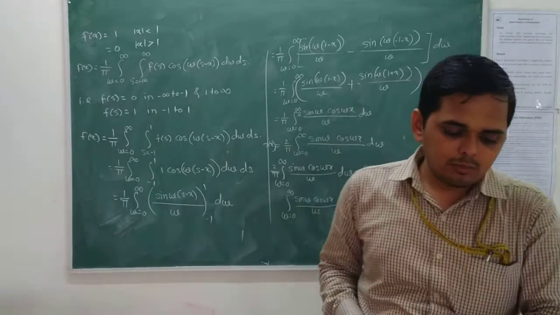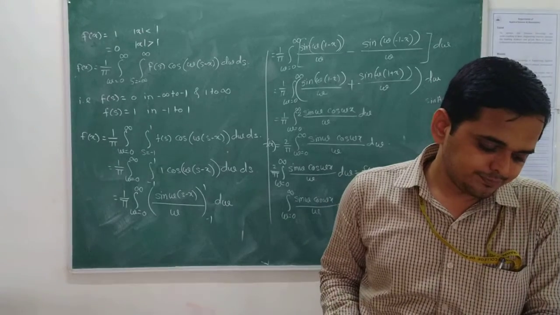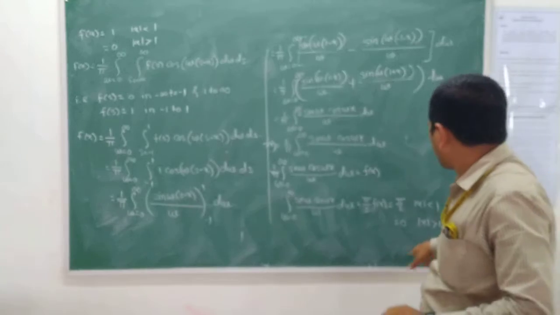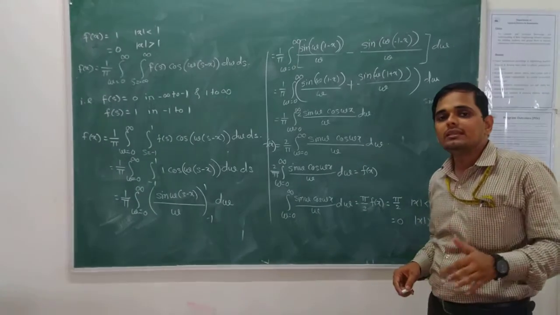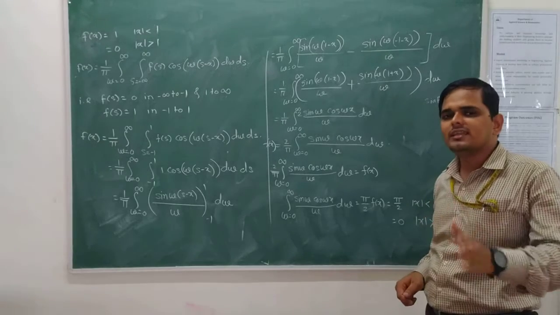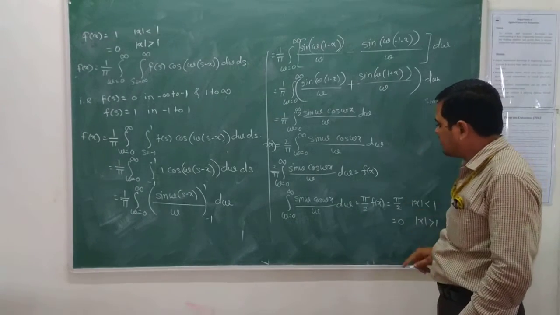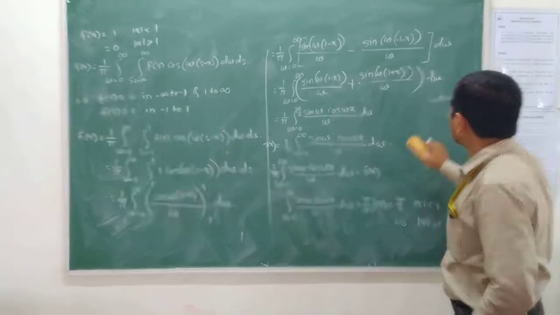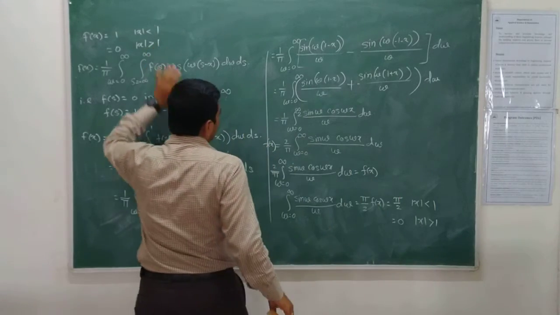Okay, and one more thing still remains. This is for mod x less than 1 and this is for mod x greater than 1. But at mod x equal to 1 there is a discontinuity observed. So now we want to calculate the value of this function at mod x equal to 1, as the given function f of x is discontinuous.